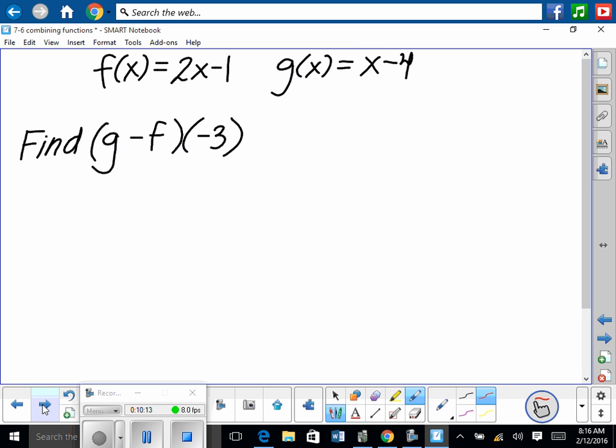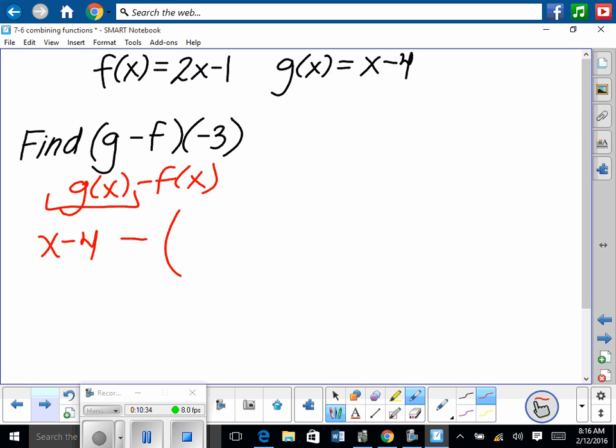Okay, so let's do this one. G minus f of negative 3. So we're taking g minus f, and then we're putting in negative 3, right? So I'm just going to focus on doing g minus f first. So that's g of x minus f of x. So now we're putting in g of x. G of x is x minus 4. So we have x minus 4 minus f of x. So I'm going to put it in parentheses. Minus 2x minus 1. Does everybody see how I just put it in?